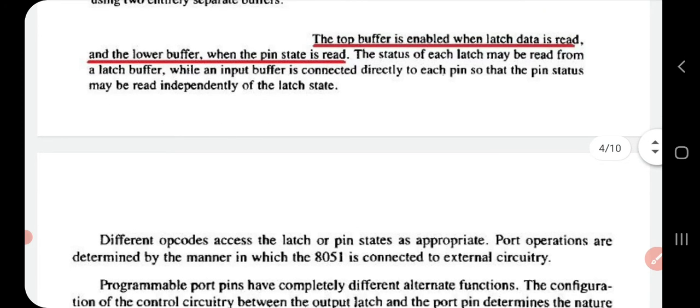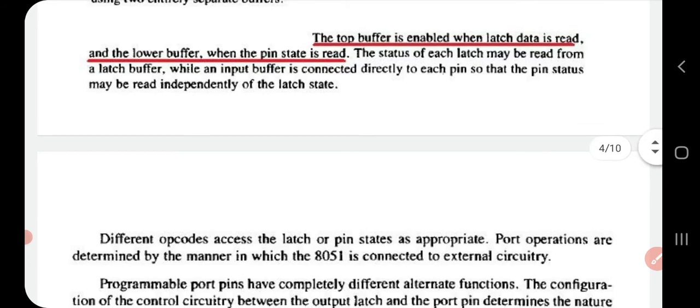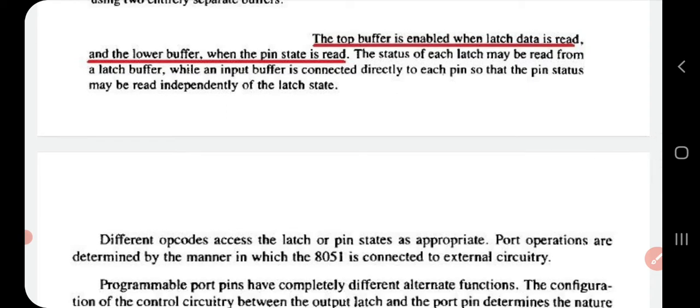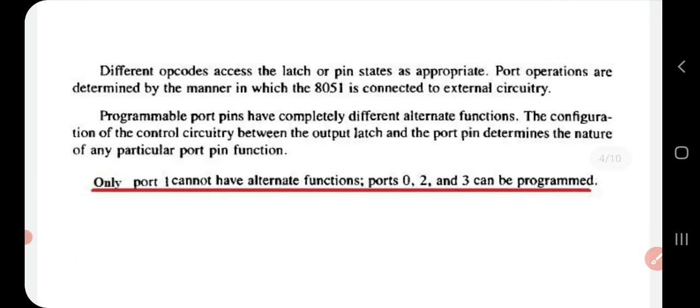Now, the status of each latch can be read from a latch buffer, whereas the input buffer can be connected directly to each pin. So we can say that the condition of each pin can be read independently of the latch state. That is, the state of the pin does not depend upon the state of the latch. Both of them are different. Different op codes will access the pin state or the latch state as appropriate.